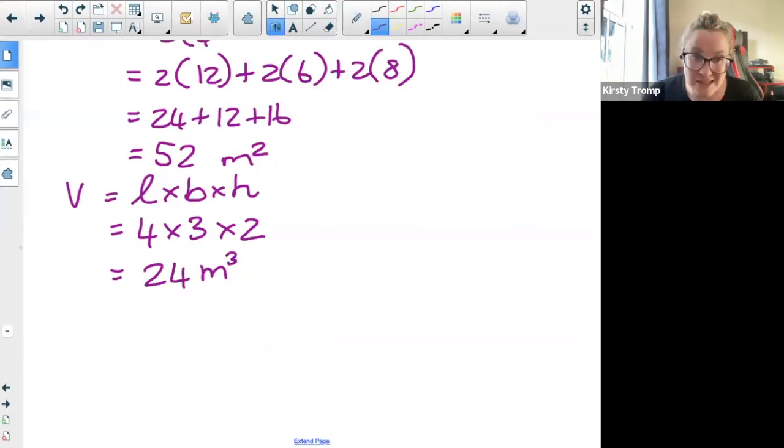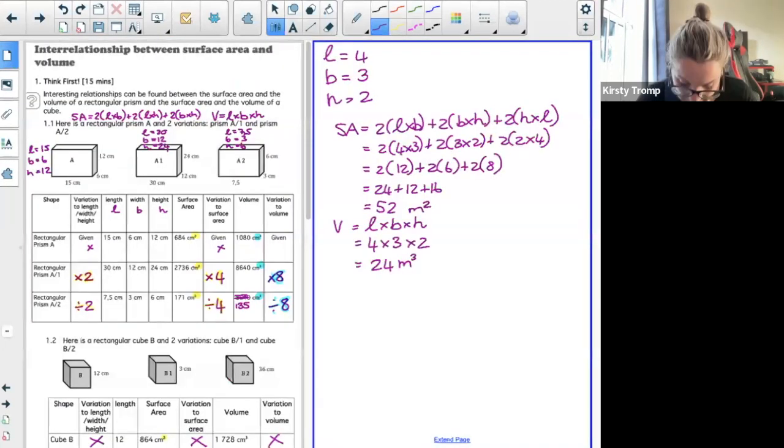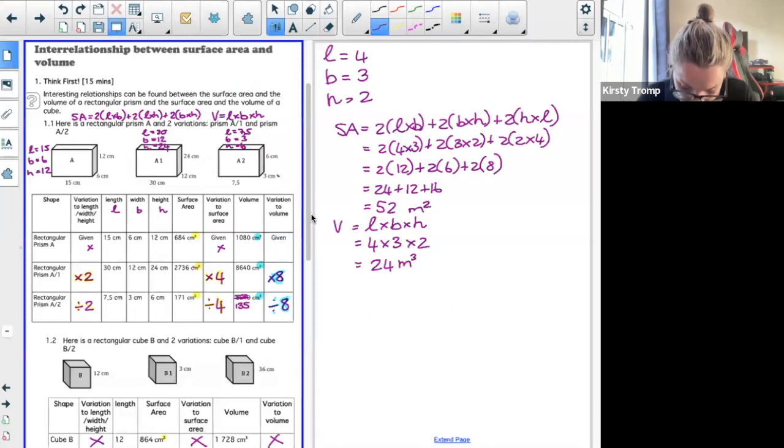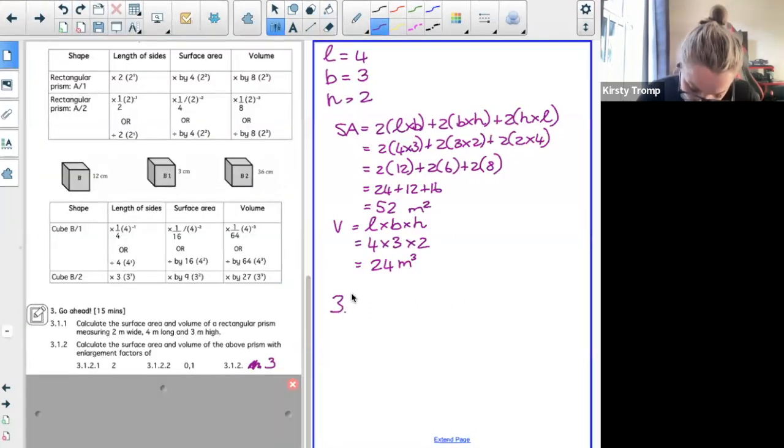Okay, guys, let's start with the first one. I will make my screen bigger, I promise. I just want to be able to get the question. So for 3.1.2.1, they want us to times by 2.